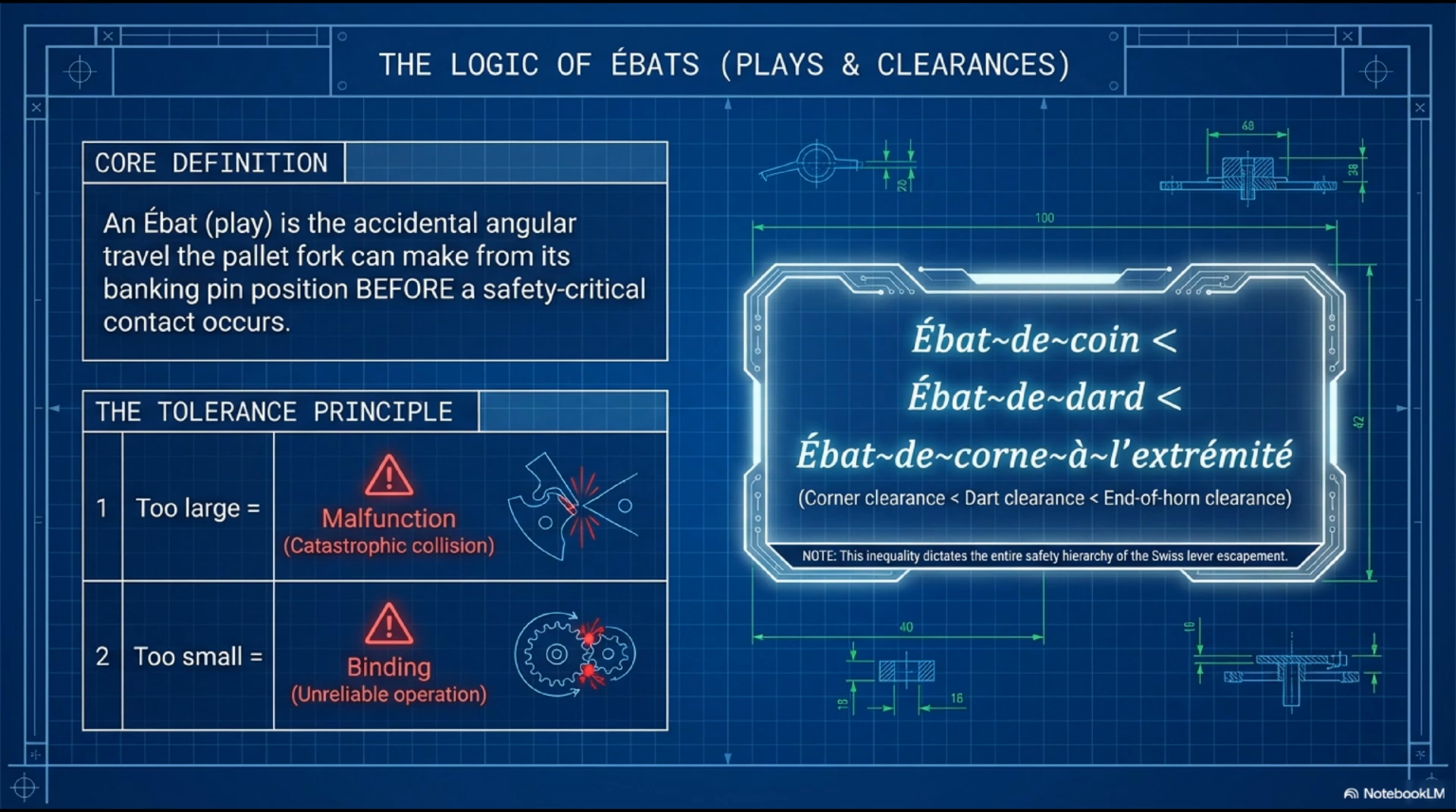End of horn clearance, abat de corne à l'extrémité. The outermost horn tip contacts the impulse pin. The outer safety limit. The tolerance principle: too large means catastrophic collision. Too small means binding and unreliable operation. Both are failures. The acceptable value for both horn and dart clearance is approximately 50% of the total engagement angle. This hierarchy is the complete safety architecture of the Swiss lever, expressed in 3 numbers and 1 inequality.